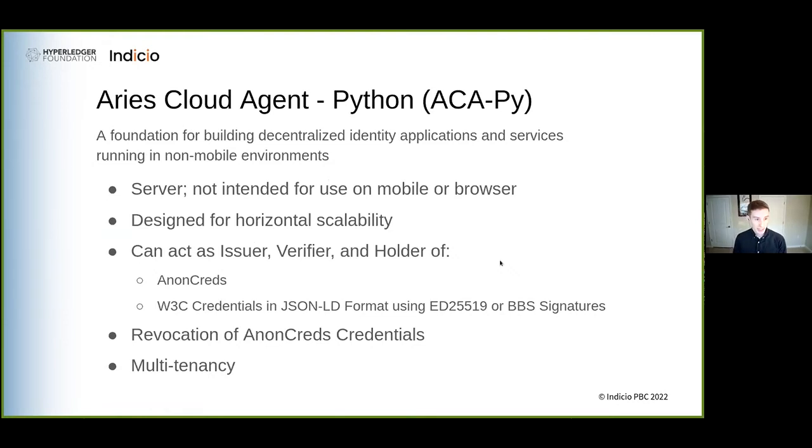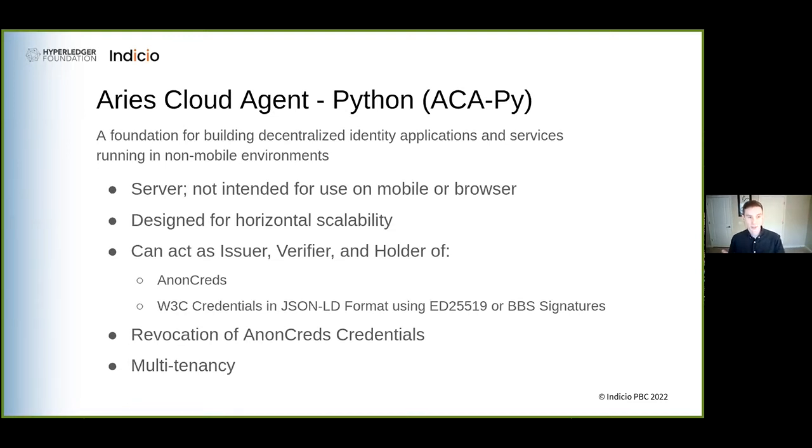So ACA-Py is rather server oriented. I saw a question in the chat about whether ACA-Py could be used in mobile environments. You might be able to kludge it and make it work somehow, but it's not really intended for that. So you'll experience some difficulties there, I imagine, especially when it comes to receiving messages, where in a mobile environment we typically need to actively pull from outside of the system due to the intermittent connectivity of mobile devices. Same story for browsers. You might be able to push that square peg in the round hole if you push hard enough, but it's just not really designed for that.